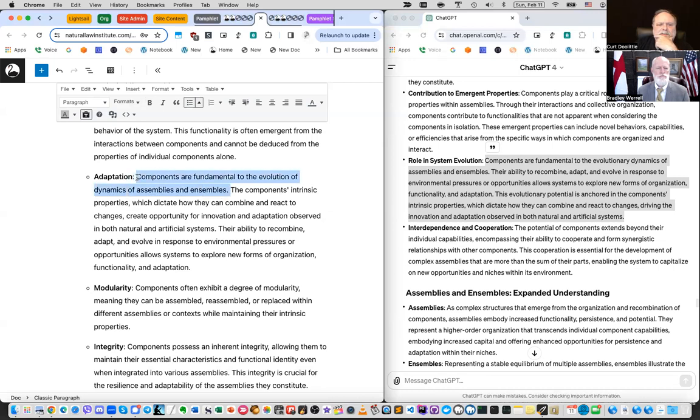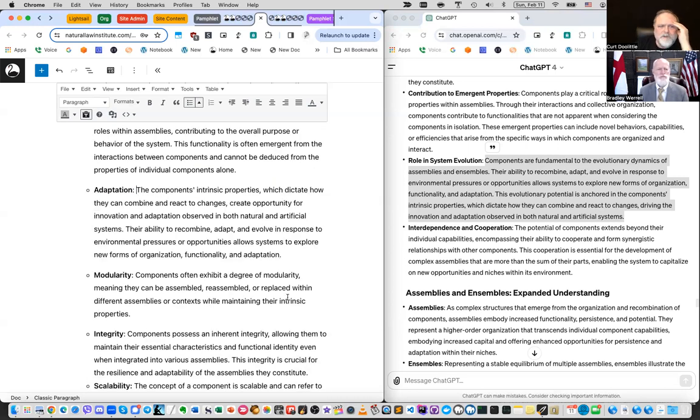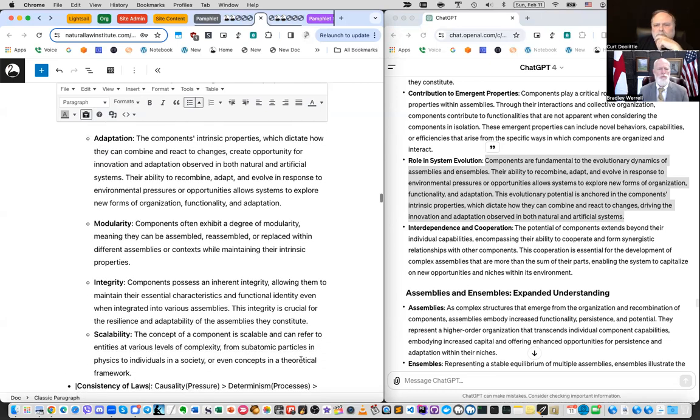Is this sentence needed? Yeah, no. You sure? It's descriptive of what follows, but it's somewhat redundant. Okay. I would say the component's intrinsic properties dictate how they can combine and react, creating opportunities for innovation and adaptation.